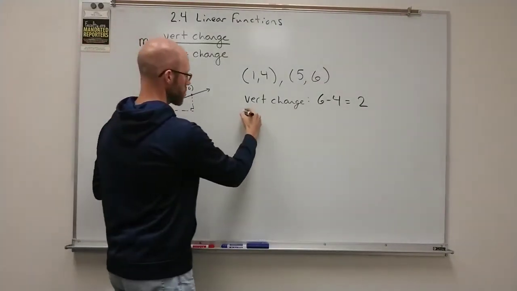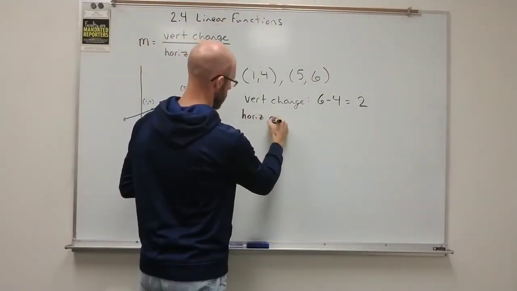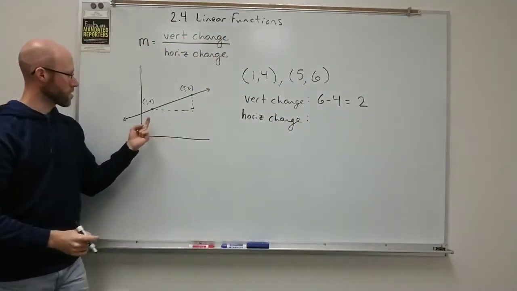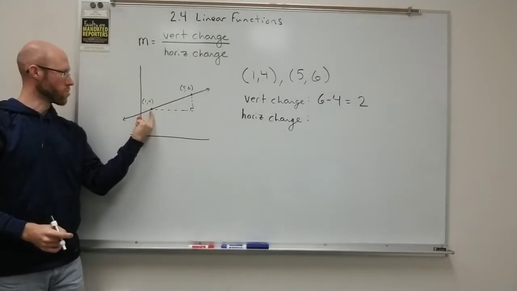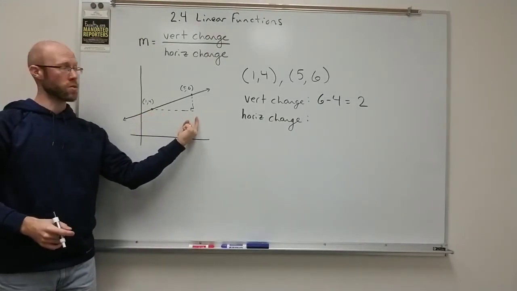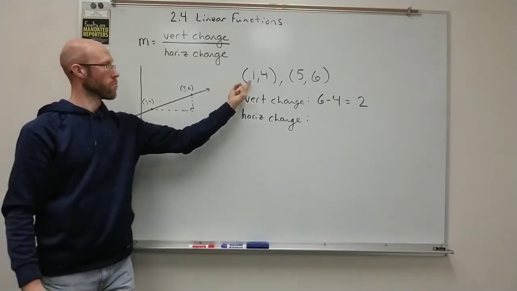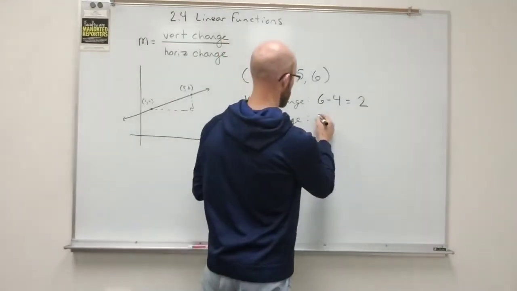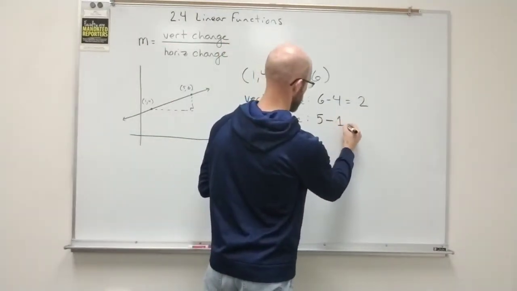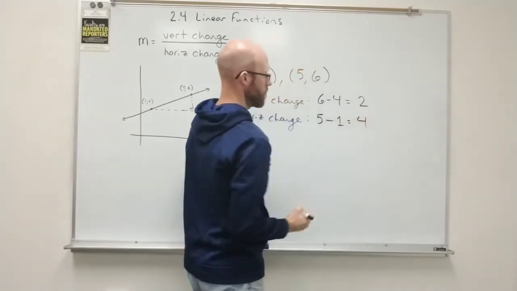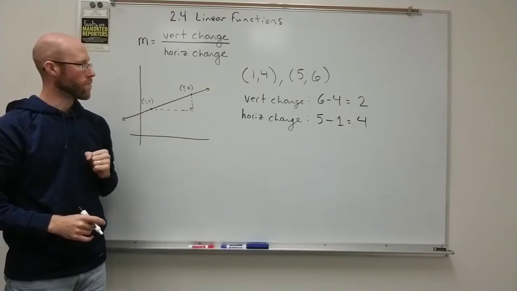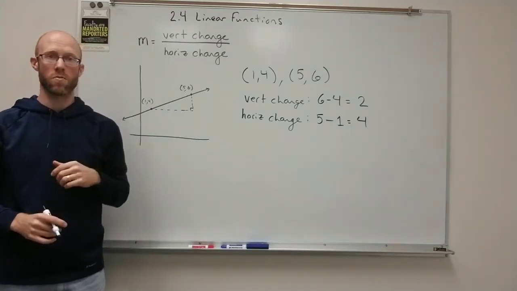The horizontal change, again, that's going to be in the x direction. That starts at 1 and runs over to 5. Okay, so from 1 to 5, again, we subtract in the reverse order. So it would be 5 minus 1 gives me 4. And again, we divide those two values to find the slope.